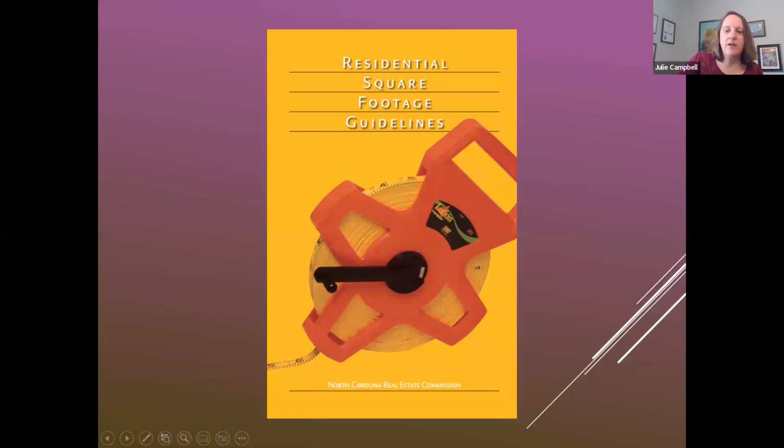This booklet, you guys please note, this booklet is to measure residential. You're not going to be able to measure commercial property the same way.